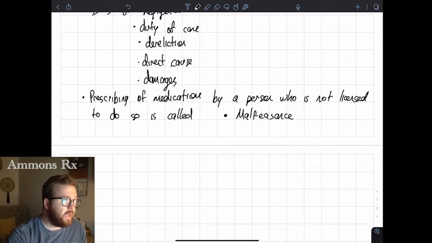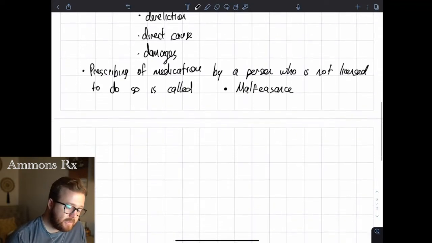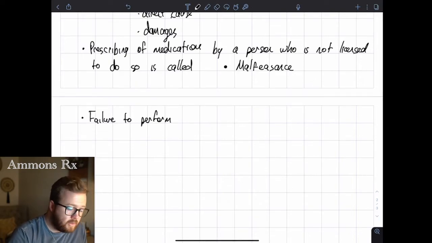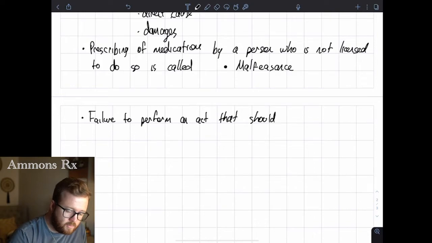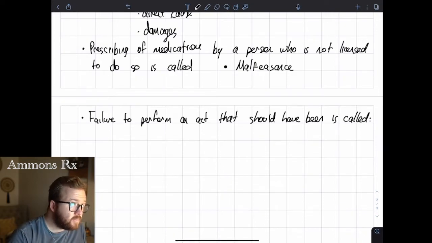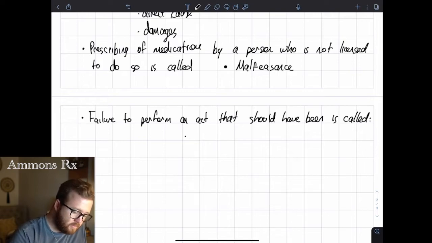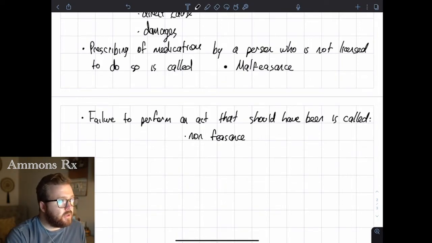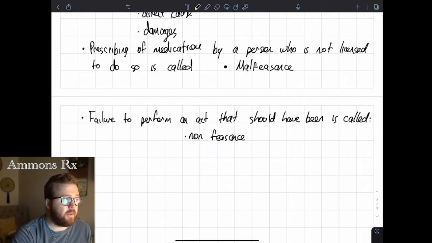The failure to perform an act that should have been performed is called nonfeasance. So, failure to perform an act that should have been performed is called nonfeasance. The legal relationship between the pharmacist and the patient is usually guided by medical ethics.